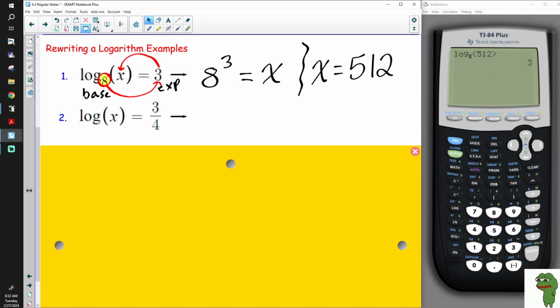Number 2. Tricky. Why is number 2 tricky? Why would I do this? Fraction. There is a fraction. That is one trick. There's another one.